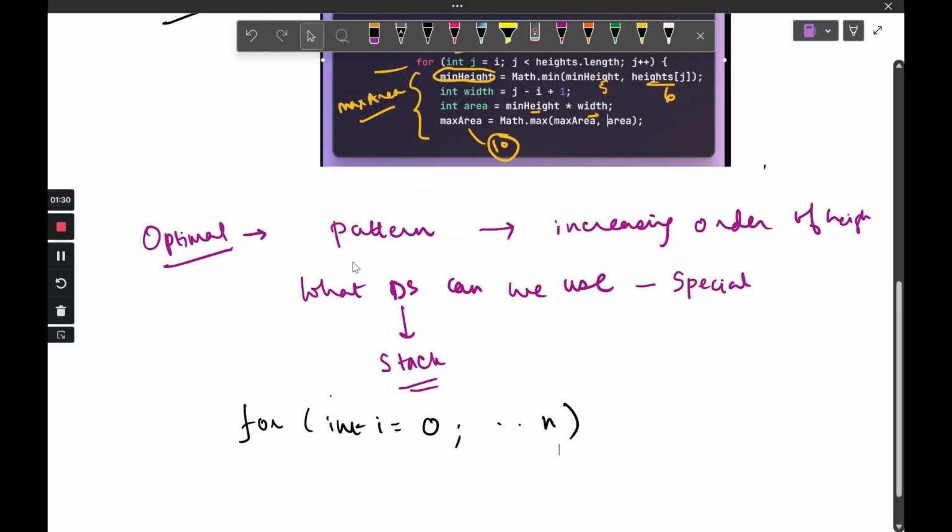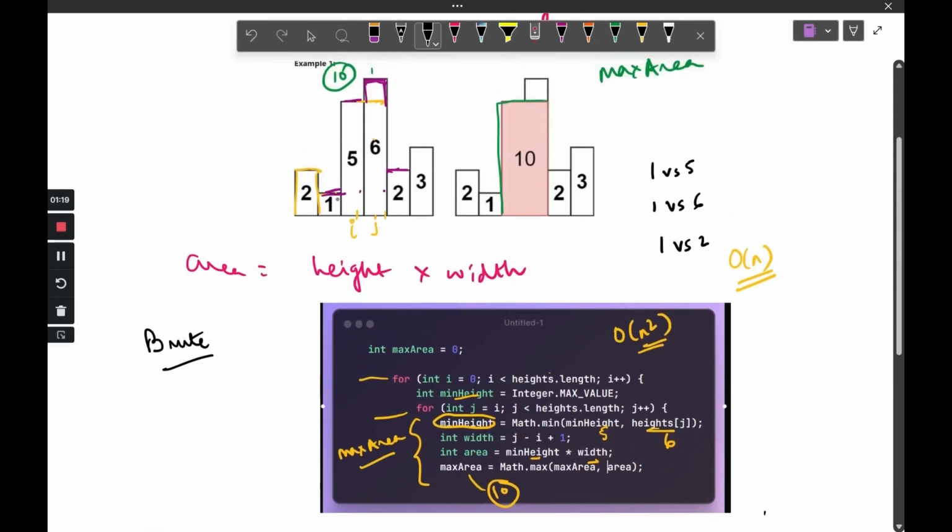Like I said, increasing order of height. So I have 1, I have 5, I have 6. After 6, it has fallen to 2. So this is the increasing order, and I'm fine with it. Why? Because in this particular sequence, for 1 into 3, the area is 3. Forget about 2 and 3 for now. When I'm at 5, I got the area of 5 into 2, 10. When I'm at 6, I got the area of 6 into 1, 6. The moment it fell down to 2 is where we now know that this pattern is being violated.